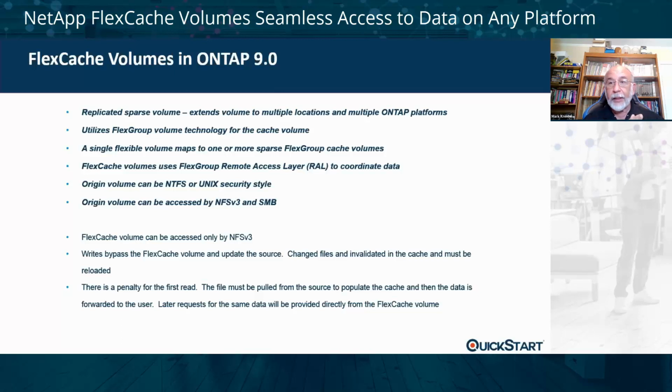Unlike in 7-mode, that origin volume can have NTFS or Unix as its security style. And the origin volume could be accessed over NFS, but it can also be accessed over SMB. At the client side, the FlexCache volume can only be accessed over NFS v3. So you can see there are a lot of little rules on how this all works.